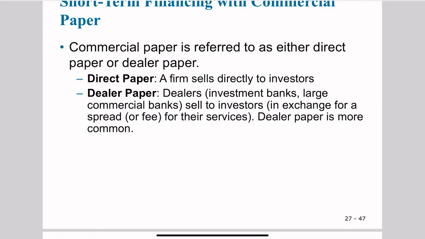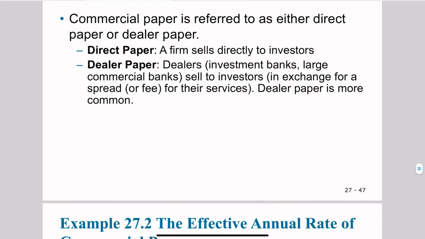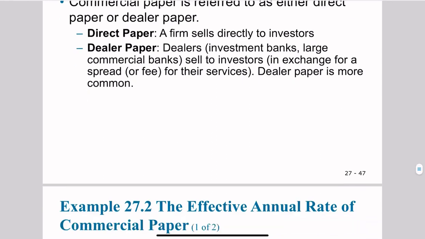So basically what happens is the firm will sell commercial paper to dealers, and then dealers will sell this commercial paper to investors. And generally, investment banks and large commercial banks will serve as dealers. Of course, firms which sell commercial paper will have to pay some service fees to these commercial paper dealers. And if you compare direct paper and dealer paper, dealer paper is more widely used.